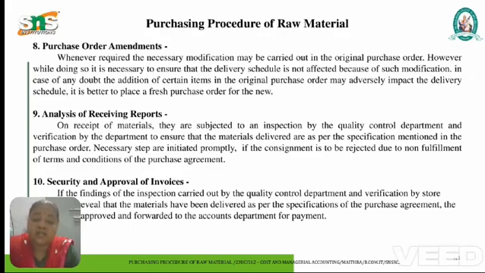Next, analysis of the receiving report. After the receipt of material, it is subject to inspection by the quality control department and verification by the department, to ensure the delivery of the material mentioned in the quotation. Next one is scrutiny and approval of invoice. Once the approval of the quality department verification is found, and they have delivered to the specified purchase department, the invoice is approved and forwarded to the accounts department for payment.